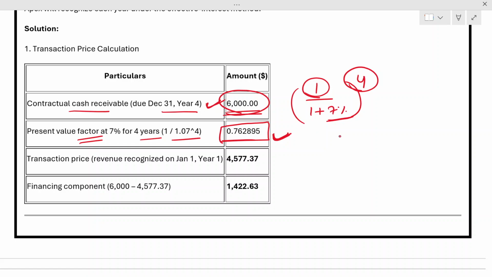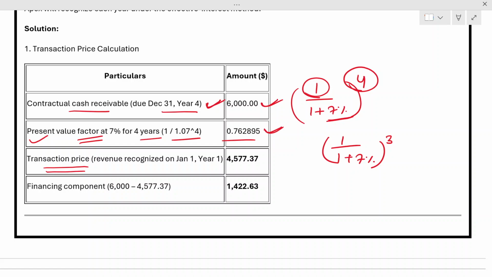Similarly, if the question had asked you for 3 years, then you would have said 1 divided by 1 plus 7% to the power 3. So this would depend on different circumstances. There is a separate session to explain this in more detail, but this is the present value factor. Now how will the transaction price arrive? Simply, this 6,000 is the 4th year's value and the present value factor is 0.76. When you multiply both together, you will get the total transaction price as on 1st January.